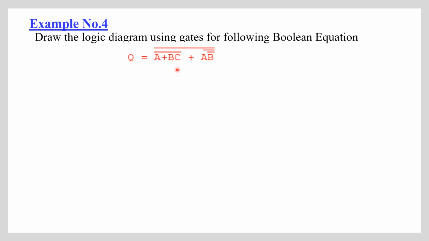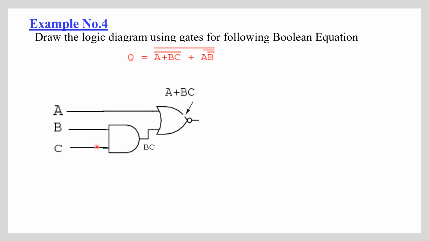First, what do we need? a plus bc. So we require a and bc. For bc we require an AND gate and an OR gate. So a or bc. We got A, B, C, three inputs. Here an OR gate, so it is A plus BC. And similarly BC, that is an AND gate, we got BC.